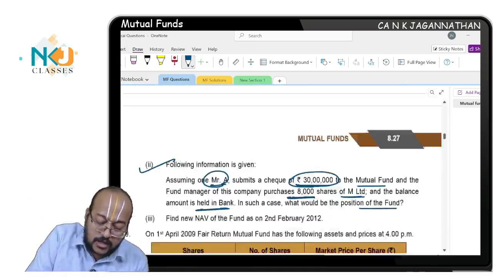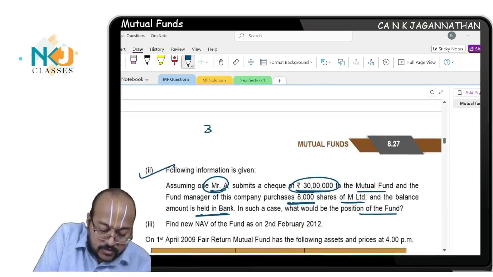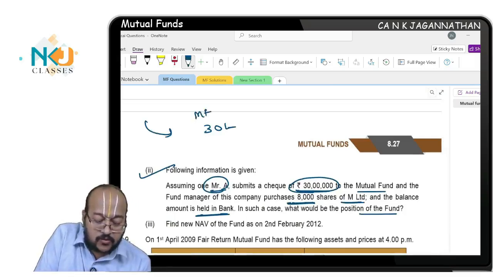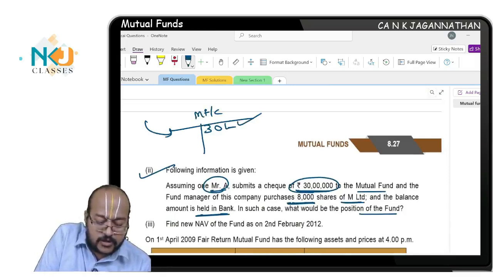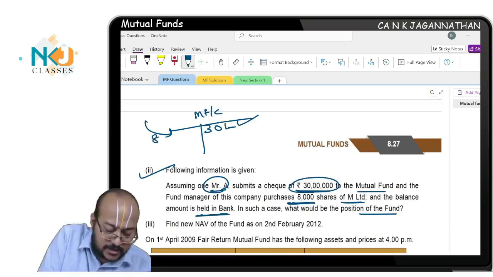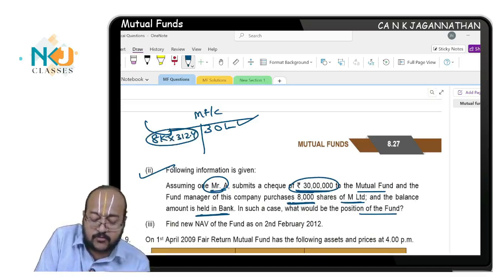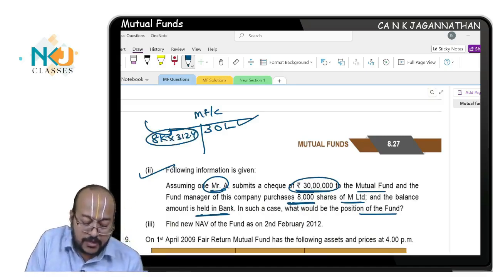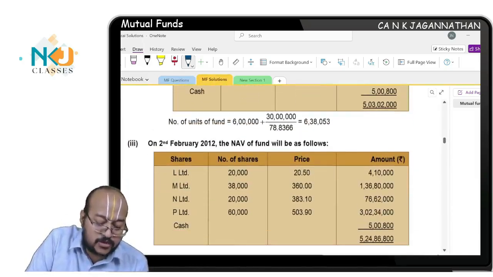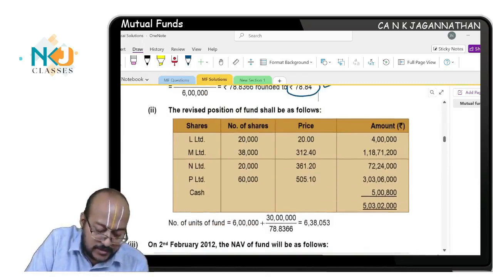Initially, 30 lakhs was the amount received from the investor, correct? In the MF account, this is a credit of 30 lakhs. Now, what did it purchase? 8,000 shares, 8,000 into 312.4, so it is debited. This amount will be reduced, and we will see what the balance amount will be. This will affect the cash position of the company. See what happens, very simple.